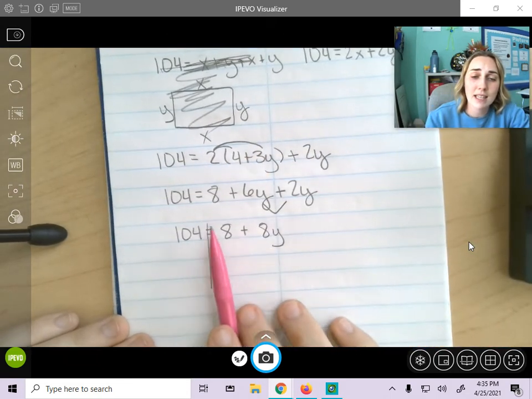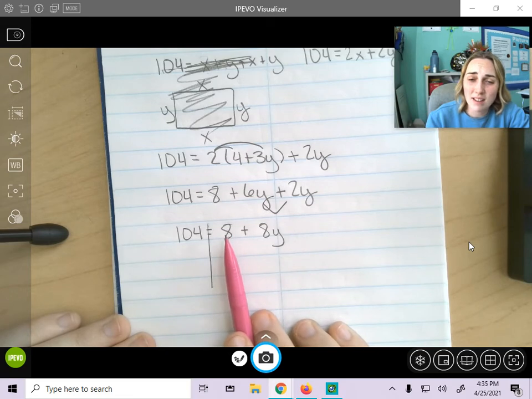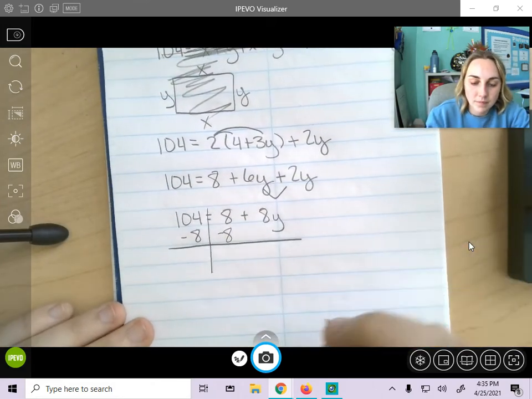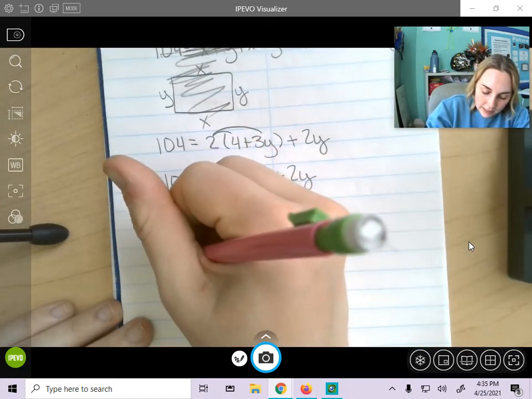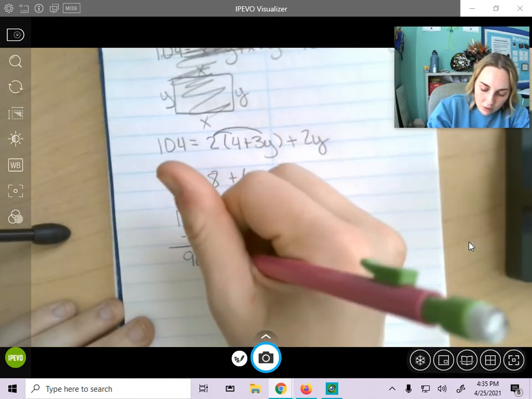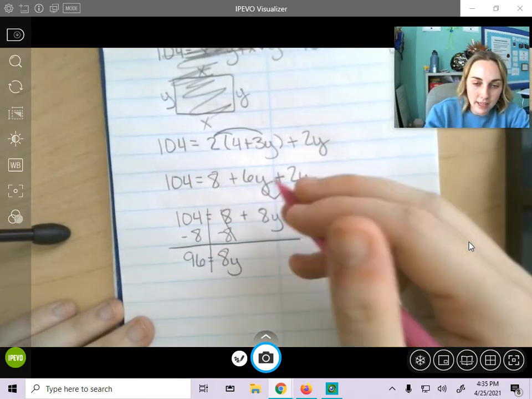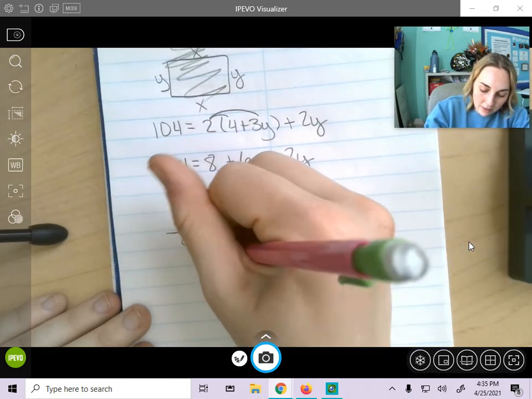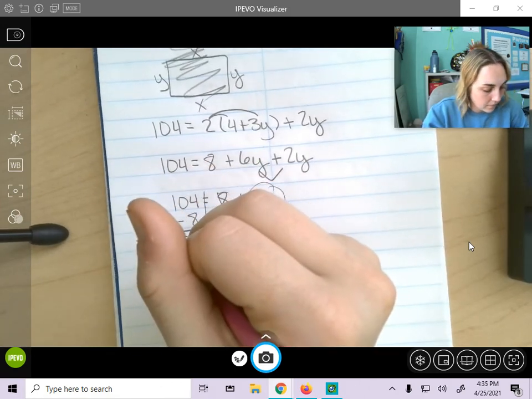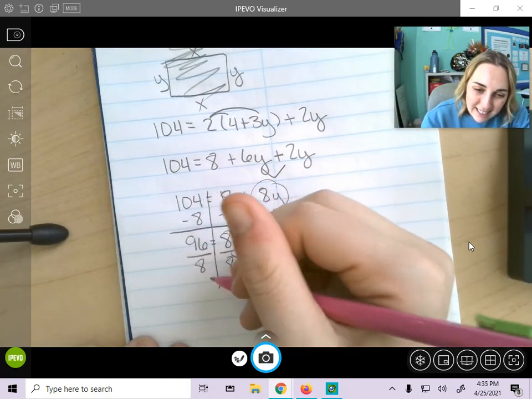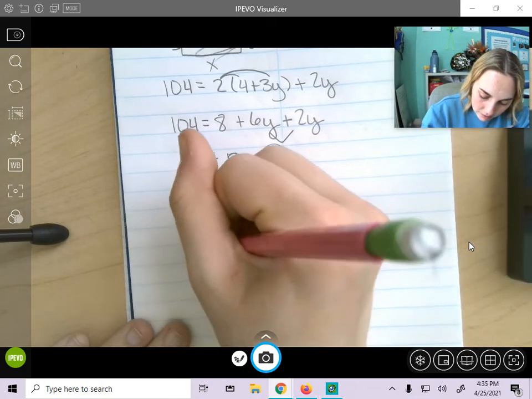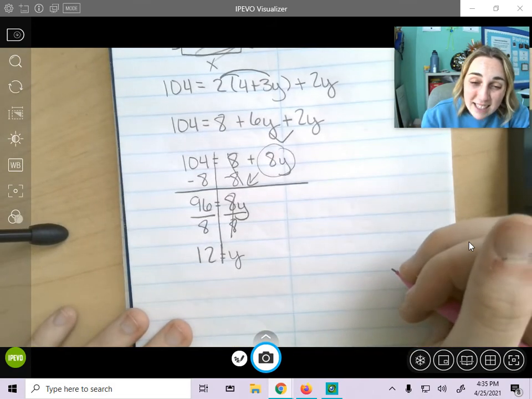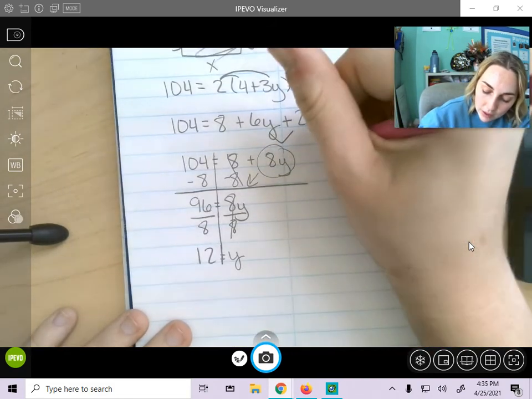So the first step is I need to get y by itself, so I need to get rid of this constant. The opposite of a positive 8 is a negative 8, so I'm going to subtract 8 on both sides. 104 minus 8 is going to give me 96. That is going to be equal to 8y because these are opposites, so they canceled out. So I'm going to bring that down. Last step is I need to get y by itself, so I'm going to divide both sides by 8. 96 divided by 8 is going to give me 12. These cancel out, they're opposites, so y is equal to 12. So my width is equal to 12.